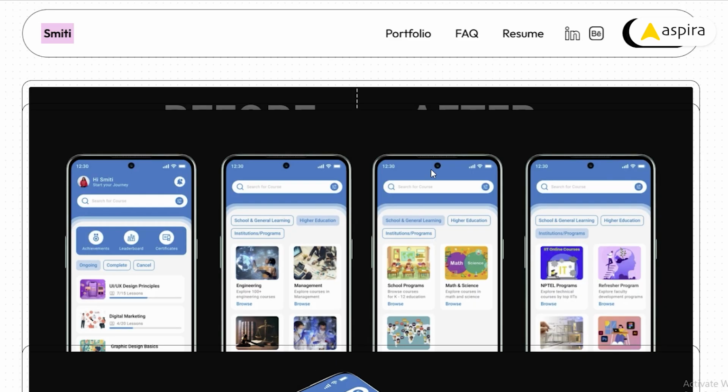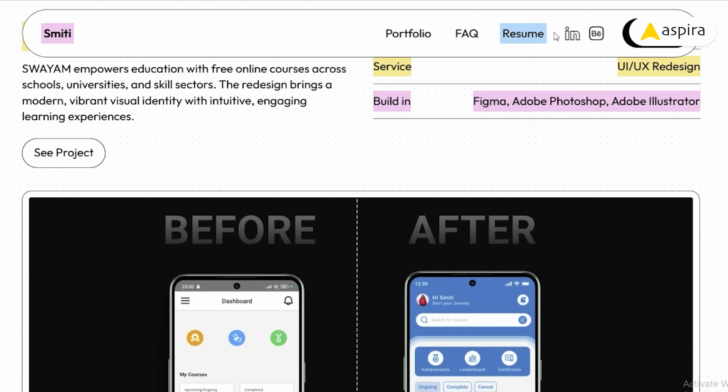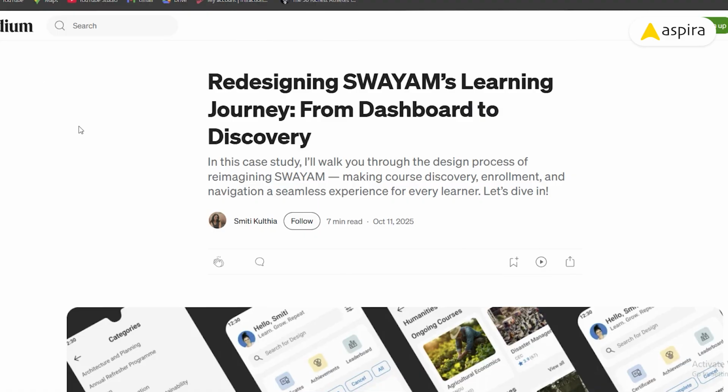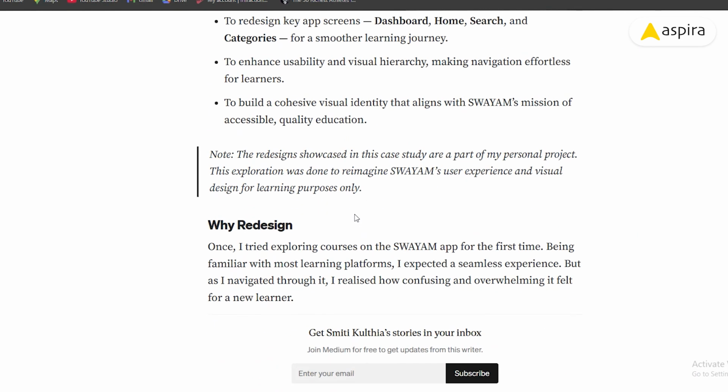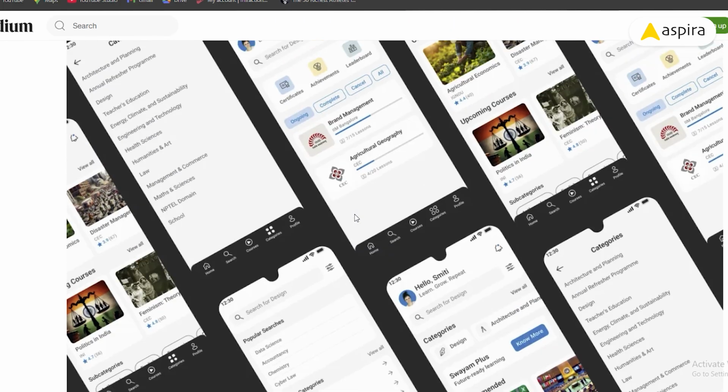And the second one, she's building her portfolio website on Framer. As I said earlier, she has to talk a little about herself on the homepage itself. This is a very Gen Z kind of portfolio website, which looks clean and good. In addition to that, she built one case study on medium.com. That UX case study on medium.com is about Swayam, the redesigning of Swayam's learning journey, from dashboard to discovery. So, this is also one of the interesting strategies.